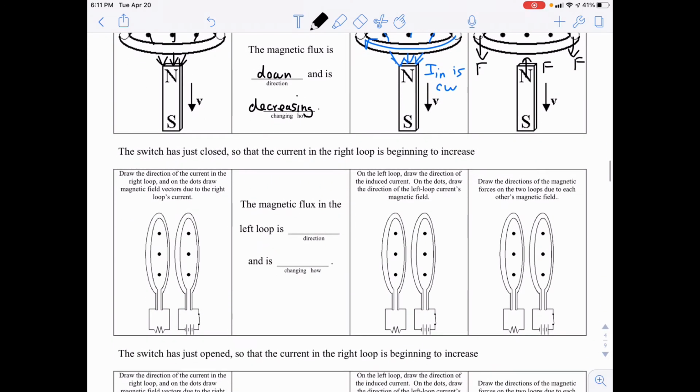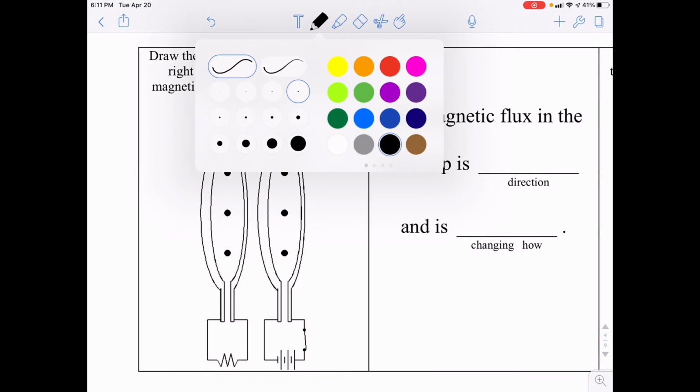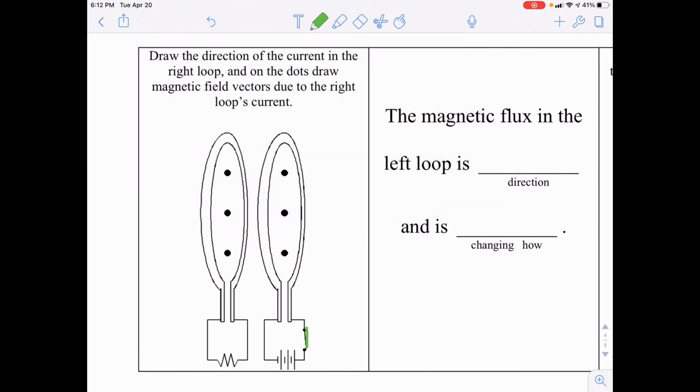Okay, now let's take a look at primary coil and secondary coil. It's going to work very similarly, but let's take a look. The switch has just closed so that the current in the right loop is beginning to increase. I'll color it a little differently so you all can see it. As soon as we close the switch, the current is going to go from the positive side, loop all the way around to the negative side. So it will go up, over, through the loop like this, and back to the negative side. That would be the primary current.